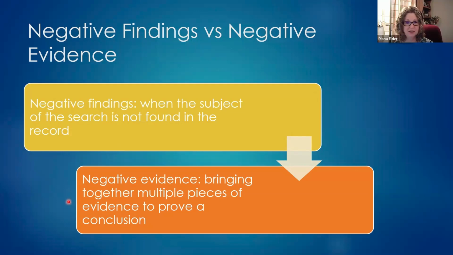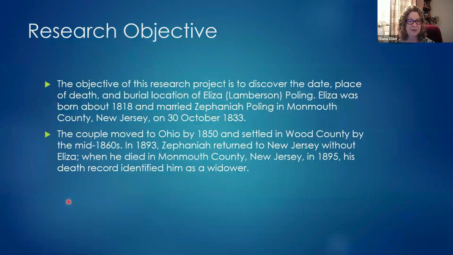So we're going to look at this case, and the study group member has given me permission to show the research and see what we all think. Let's take a look at the objective. The objective of this research project is to discover the date, place of death, and burial location of Eliza Lamberson Poling. Eliza was born about 1818 and married Zephaniah Poling in Monmouth County, New Jersey on 30 October 1833.